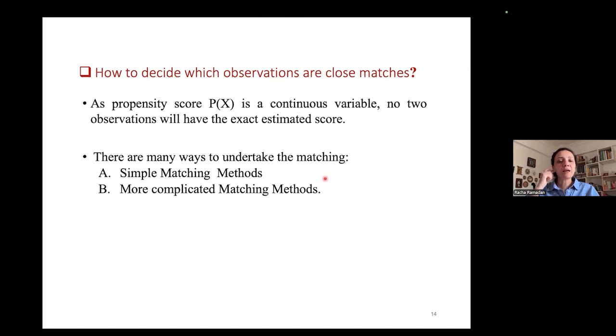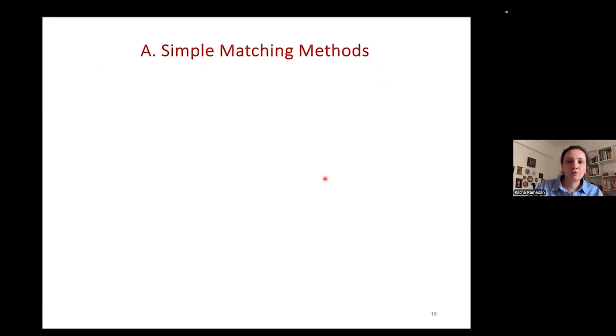We have simple matching methods, and we have more complicated matching methods. I will give you two examples of simple matching methods and one example of the complicated matching methods, and we'll see when we start working with STATA how it may affect your results. So you need to consider this for sensitivity analysis.